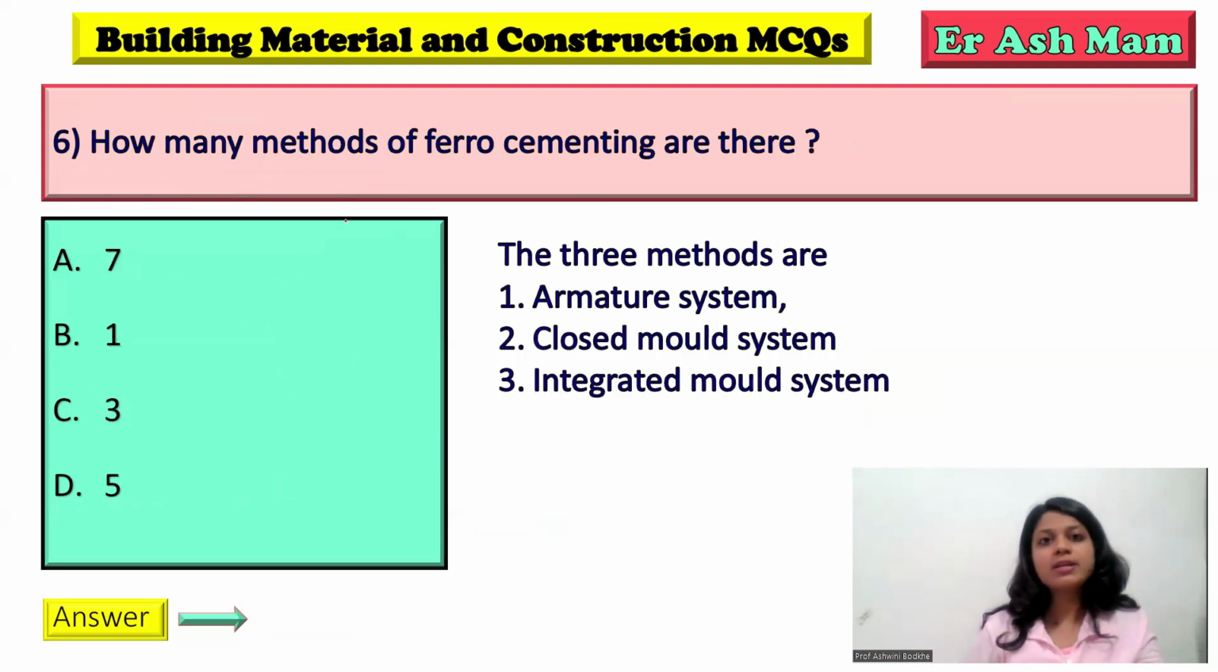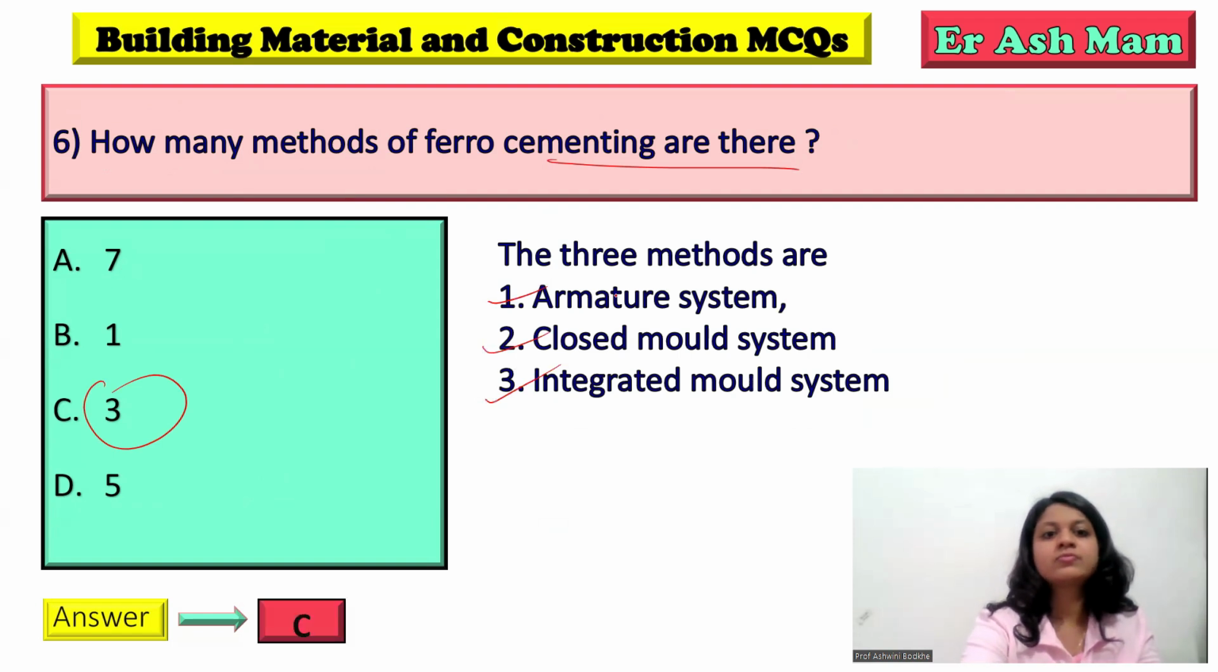Next is, how many methods of ferrocementing are there? There are 3 methods of ferrocementing: amateur system, closed molds, and integrated mold system.